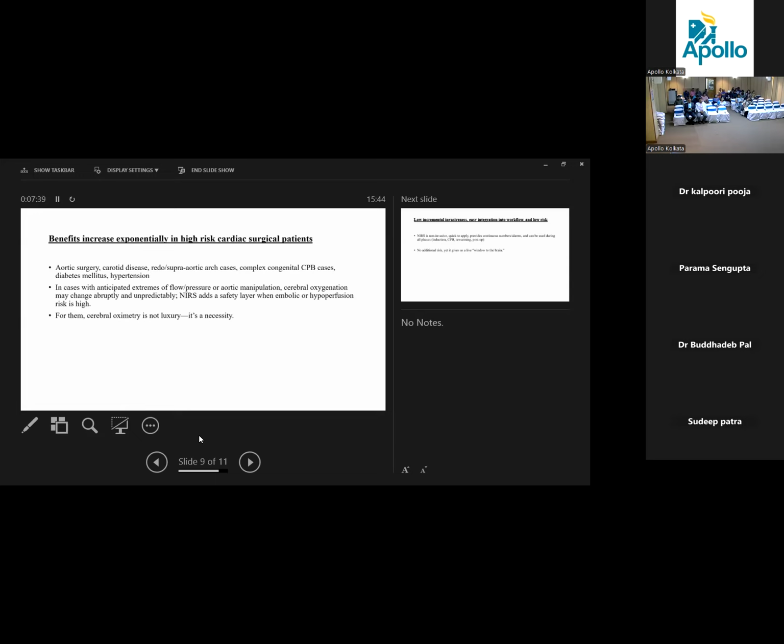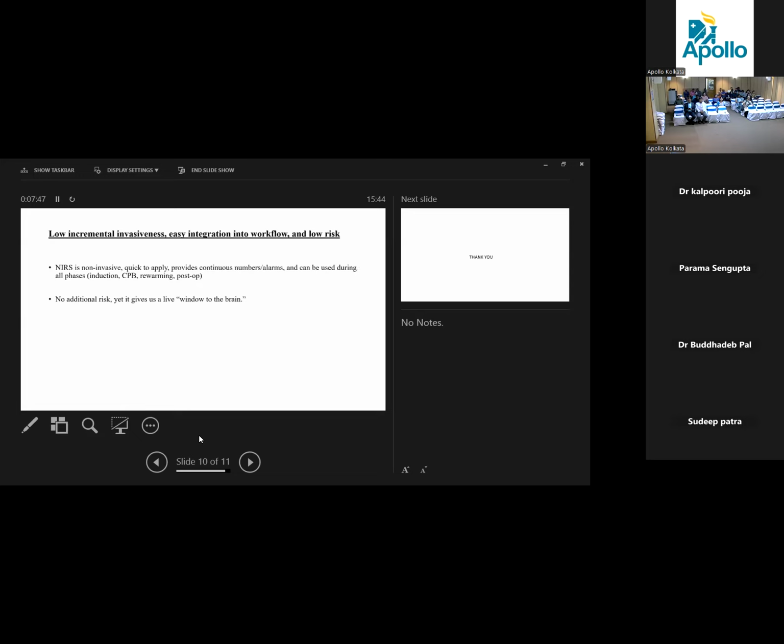NIRS adds a safety layer when embolic or hyperperfusion risk is high. For these kinds of cases, cerebral oximetry is not at all a luxury, it's a necessity. And it has low incremental invasiveness, easy integration into the workflow, and low risk.